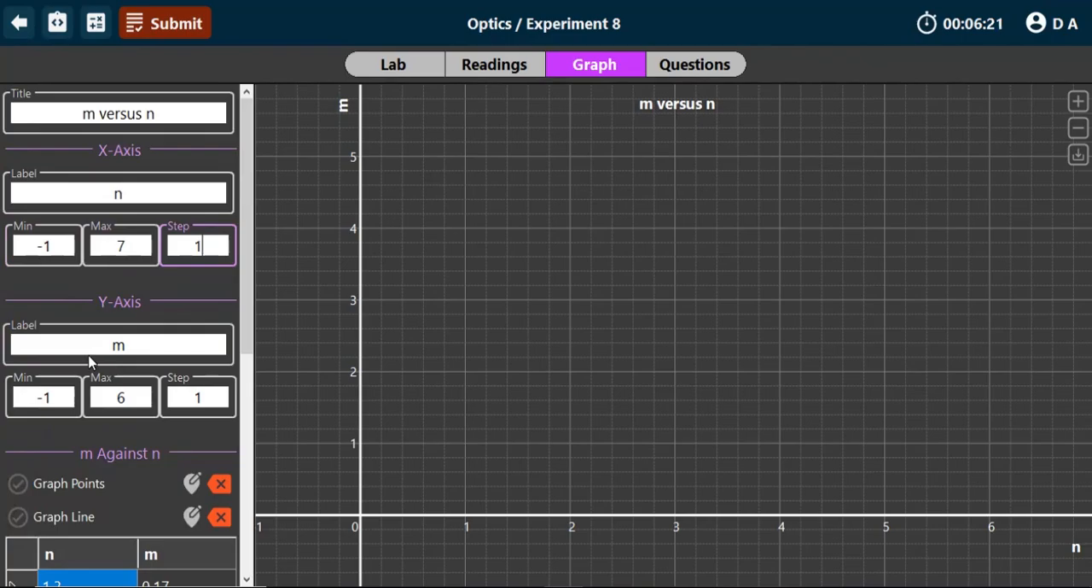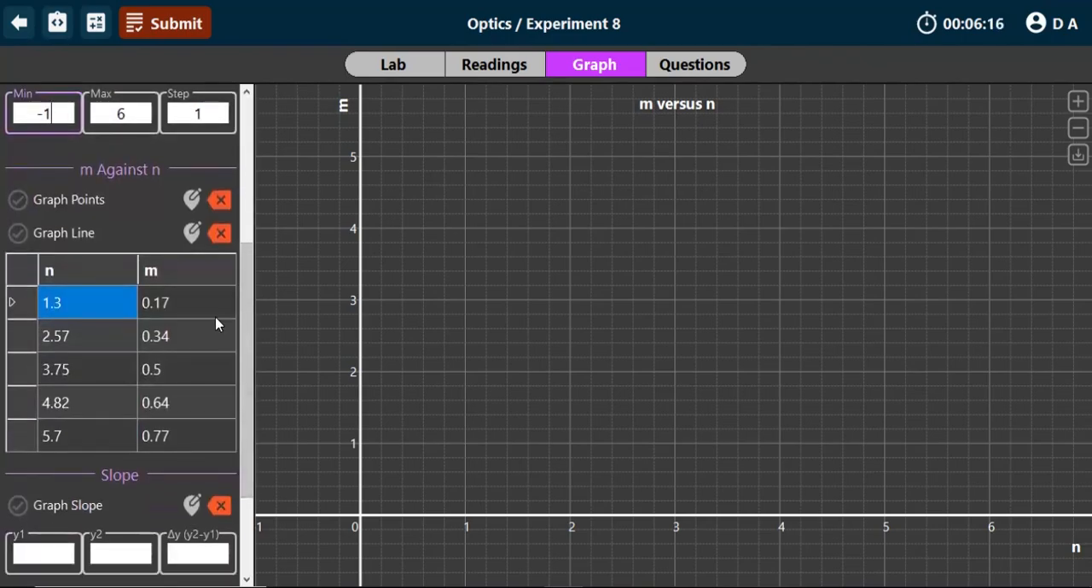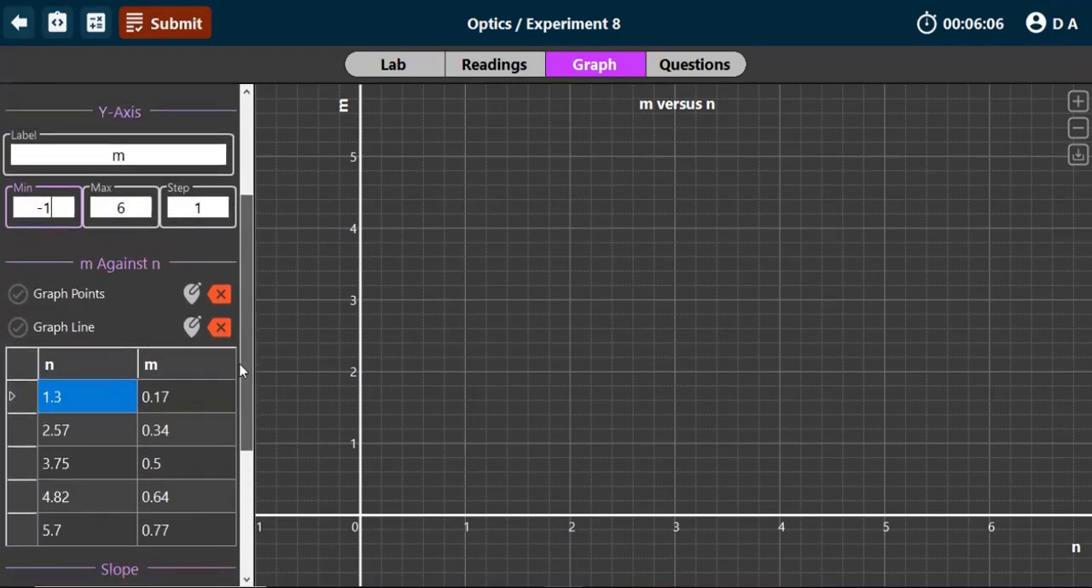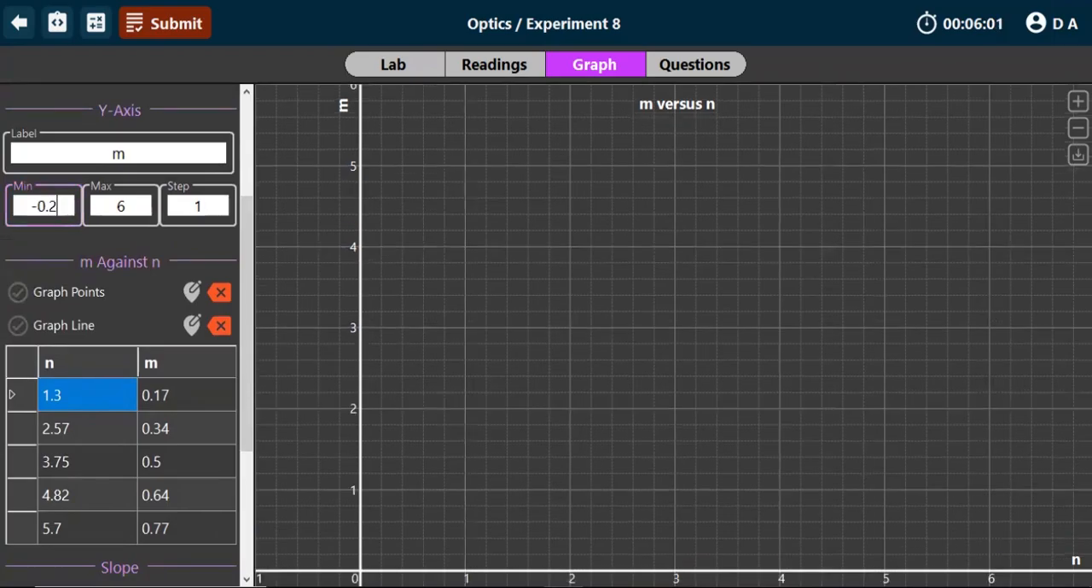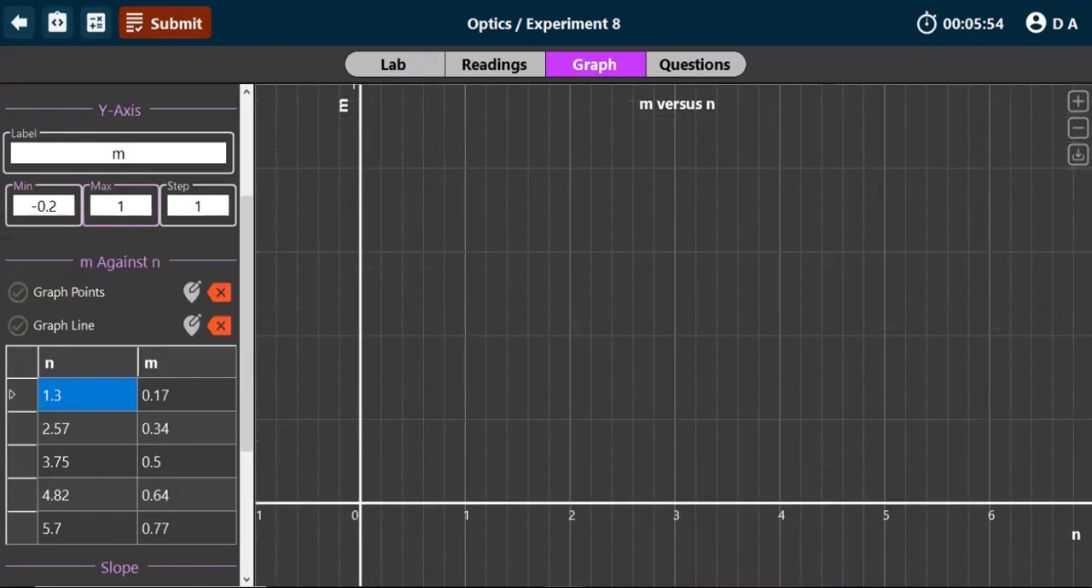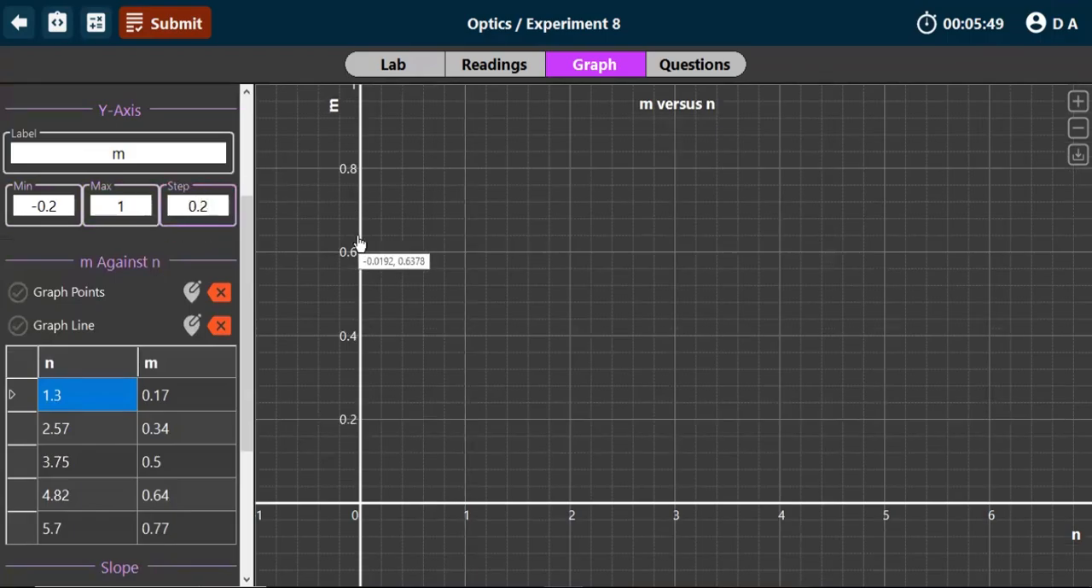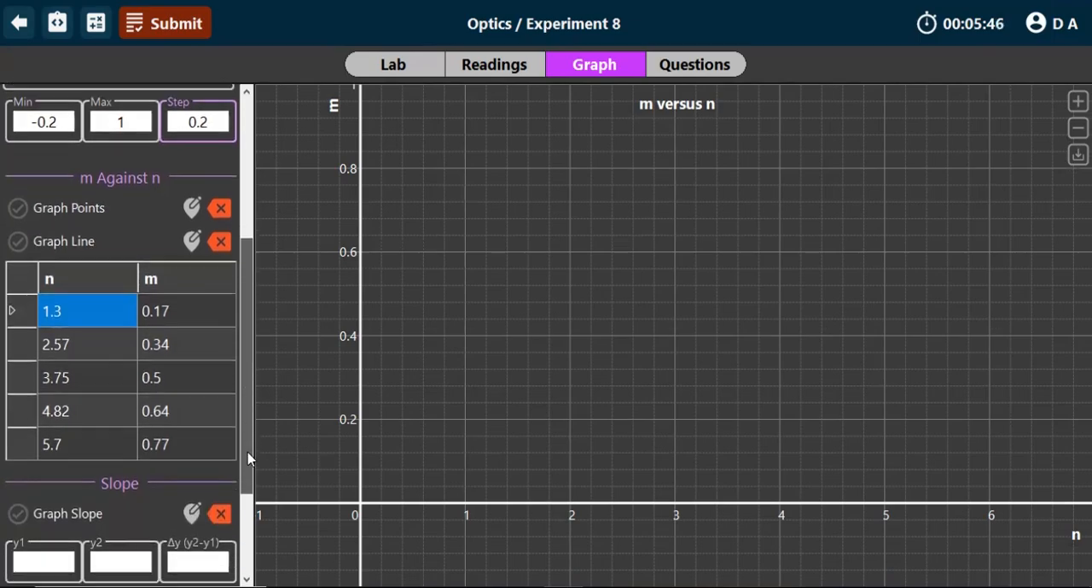For the y-axis, the same thing, you check the minimum and the maximum. In this case, the minimum is 0.17, the maximum is 0.77. So you want to pick a range that's within that. In this case, I'm going to go for, let's say, -0.2, then the maximum should be, let's say, 1, then let's say a step of 0.2. Okay, so let's start the plotting.